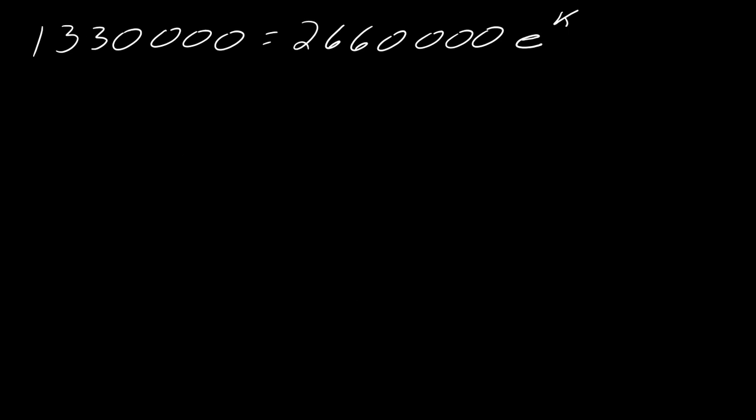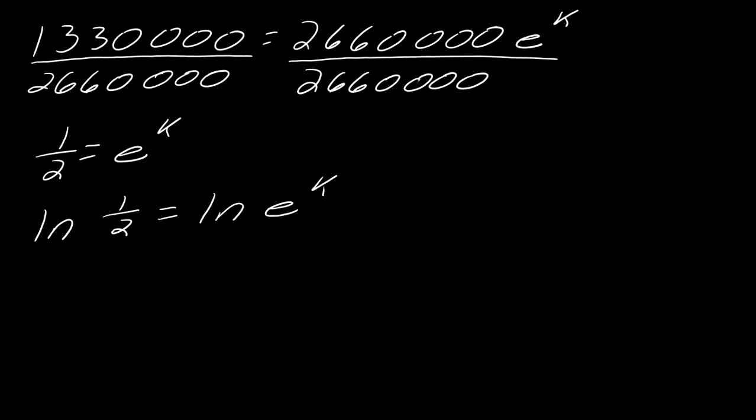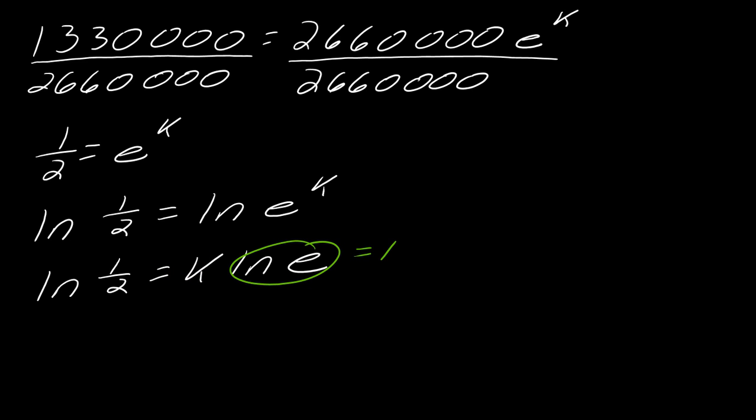So I want to focus on this. I've got this situation here. To get k by itself, first things first, I need to divide both sides by that 2,660,000. In doing that, I get 1/2 equals e to the k. The only way to solve for this now is to take the natural log of each side. When I do that, I can bring this k down using properties of logarithms. The other thing to notice here is that the natural log of e just equals 1. So this simplifies to k equals the natural log of 1/2.